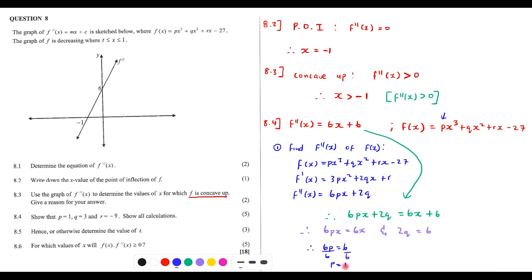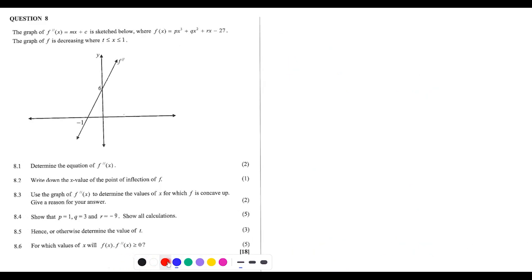So having our p as 1, we can see that we've already found the value for p. On the other side, we divide by 2 on both sides, and we get our value of q to be equal to 3, right? Now what do we have now? In our equation for f of x, we have updated it to 1x cubed plus 3x squared plus rx minus 27, right?